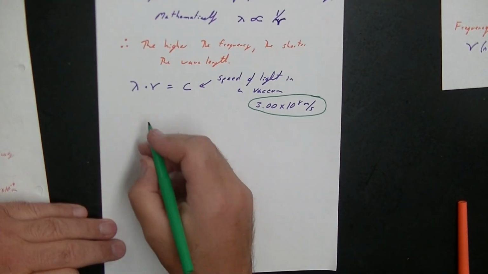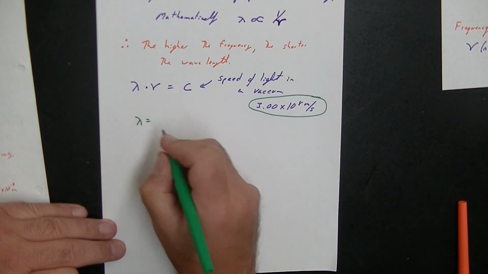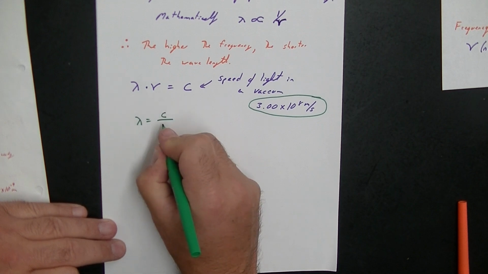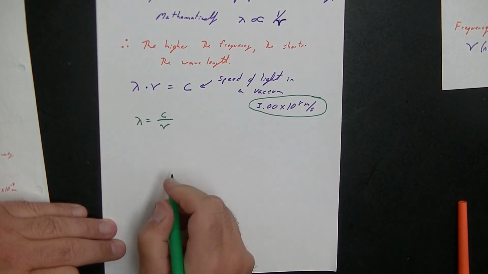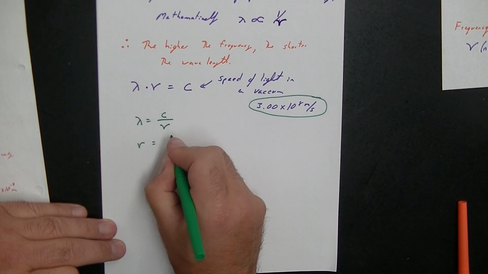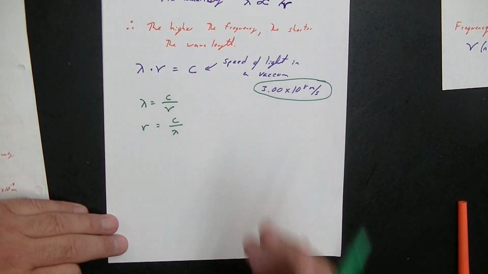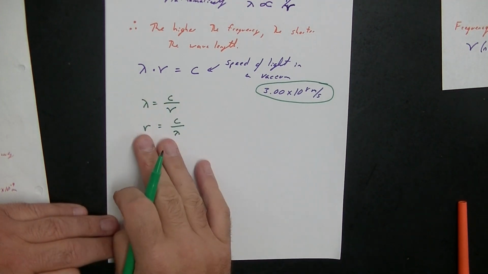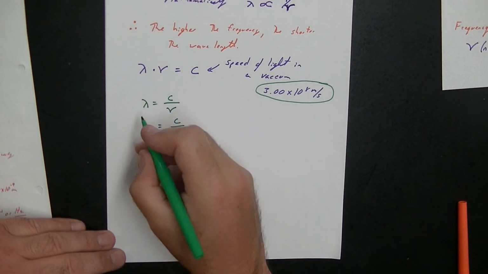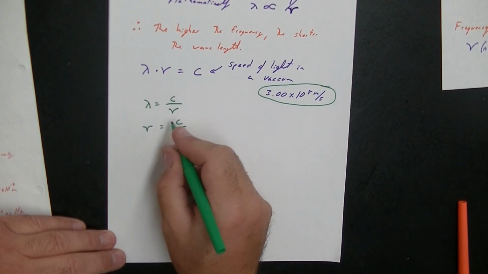Now we could rearrange this. Wavelength equals speed of light over frequency. Frequency equals speed of light over wavelength. Okay, so that's just rearranging the equations. So we'll be using these equations to calculate wavelength and frequency.